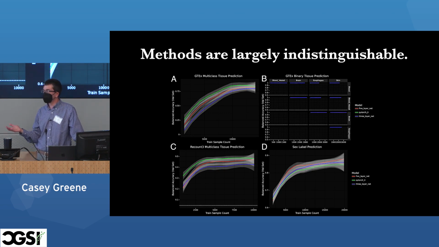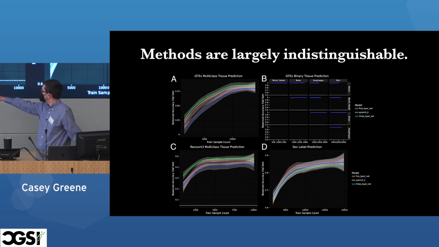Essentially, the methods were irrelevant. The problem mattered. So your prediction performance does depend on the data set, and it depends on the problem. But the methods were essentially wholly indistinguishable from each other. He did a whole bunch of things where we thought they would help.